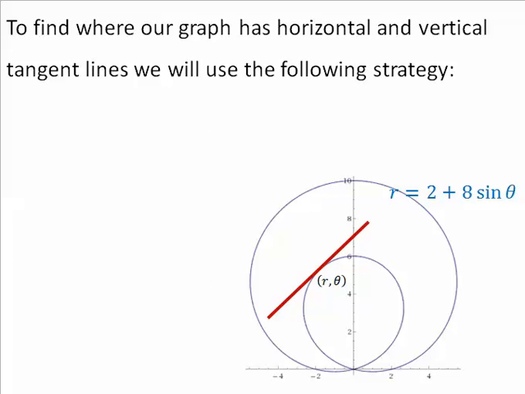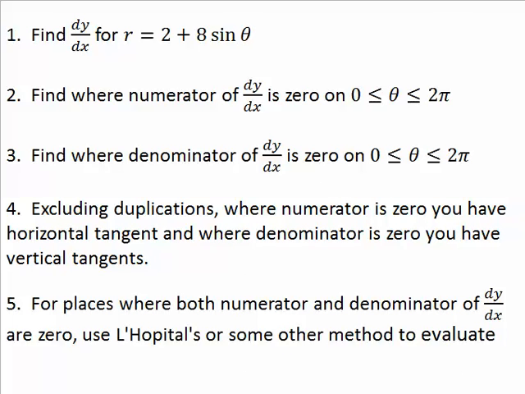To find where our graph has horizontal and vertical tangent lines, we're going to use the following strategy. We're going to find dy dx. We're going to find where the numerator is 0. We're going to find where the denominator is 0. Now, excluding duplications, where the numerator is 0, you have a horizontal tangent. Where the denominator is 0, you have a vertical tangent. For places where both the numerator and the denominator are 0, we have to use another method, such as L'Hopital's rule.